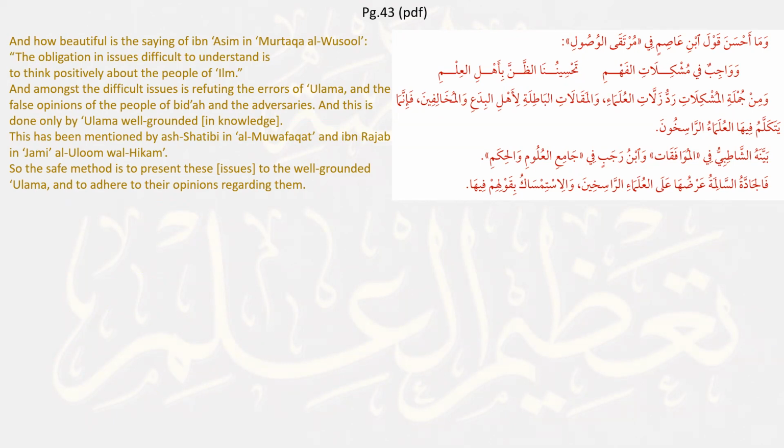And from amongst these difficult matters, ambiguous, difficult to understand, are the رد زلات العلماء, to refute the mistakes. زلة means to slip. زلات, the mistakes of the ulama. والمقالات الباطلة أهل البدع والمخالفين, and the false opinions. مقالات means the opinions, and the meaning of maqal is qawl. Maqal and qawl are the same thing. المقالات يعني الأقوال الباطلة والمقالات الباطلة لأهل البدع والمخالفين, and the false opinions of the people of bid'ah and the adversaries. فإنما يتكلم فيها العلماء الراسخون.